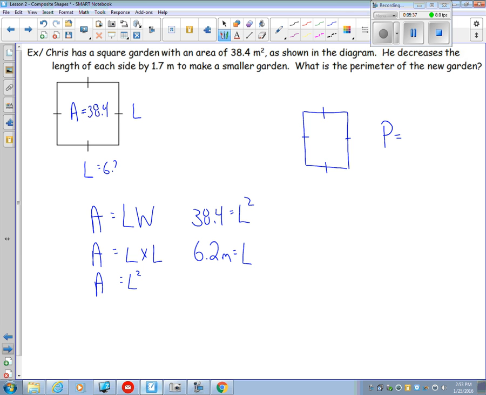Each of these is 6.2. And if you want to check it, 6.2 times 6.2 comes up to 38.4. His new garden, he wants to take each of the original sides and subtract 1.7 from them. So for this side here, 6.2 minus 1.7 gives us 4.5 meters. So again, it's a square, so 4.5 meters for each of them will allow us to find the perimeter of our new garden. We can do 4.5 four times, add it up four times, or just simply multiply it by 4, and you'll get his new garden being 18 meters.